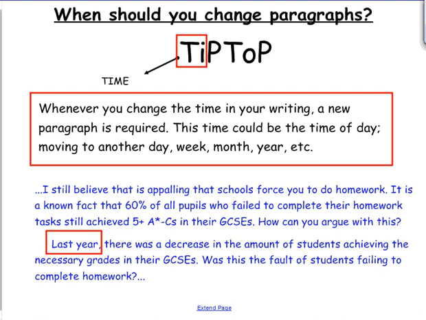I still believe that it is appalling that schools force you to do homework. It is a known fact that 60% of all pupils who fail to complete their homework tasks still achieve 5 or more A-star to C's in their GCSEs. How can you argue with this? Last year, there was a decrease in the amount of students achieving the necessary grades in their GCSEs. Was this the fault of students failing to complete homework? In this example, last year is used to start a sentence. It also starts the next new paragraph for the simple reason that it is a time. Because I've changed the time from present to past, I have used a new paragraph.